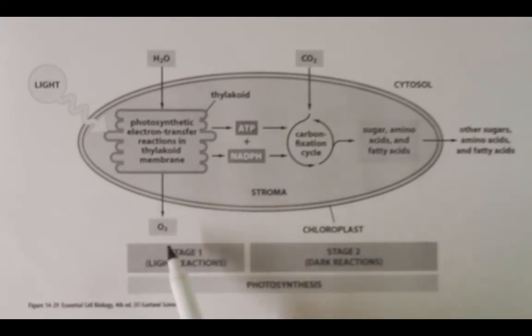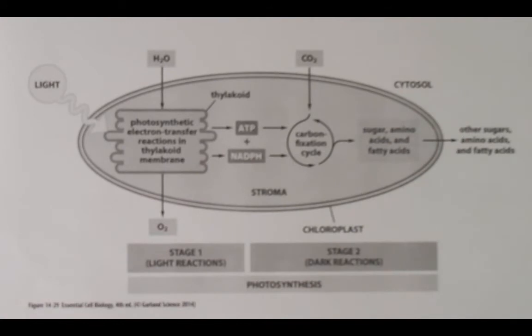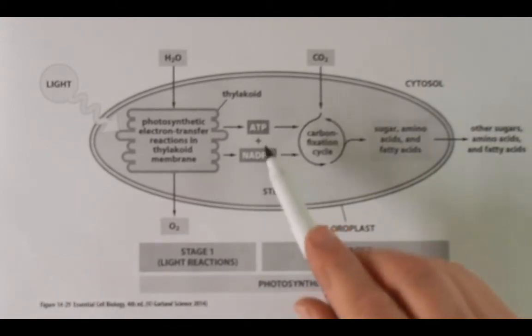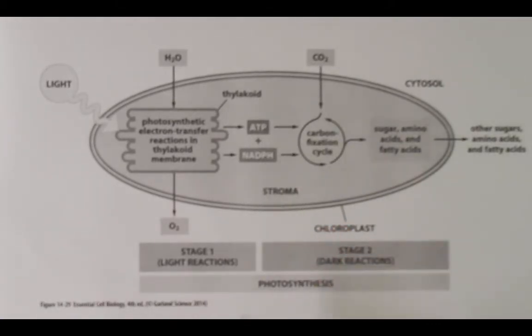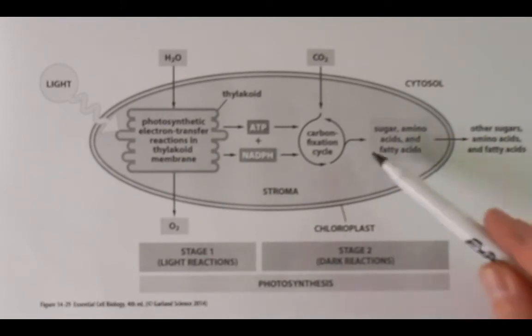Remember, we made oxygen, which will be used by oxidative phosphorylation by the plant and other organisms on Earth. Important for stage 2 here, it generated ATP and NADPH. It's incredibly important, essential, that ATP and NADPH are made in the thylakoid membranes and not somewhere else. Because NADPH and ATP can't pass through this membrane.